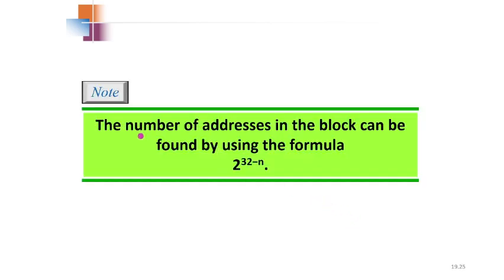The next point is the number of addresses. What is the total number of addresses possible in a given network or a given block of hosts? Once an IP address and the number of mask bits are given, we can use 2 to the power 32 minus n. That will provide the total number of addresses possible.